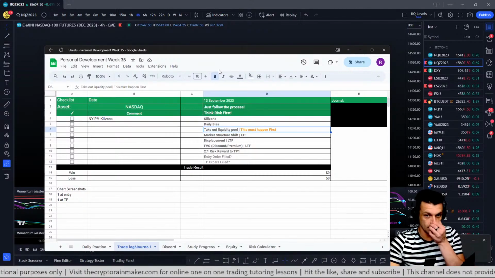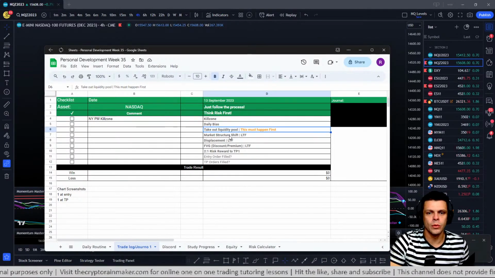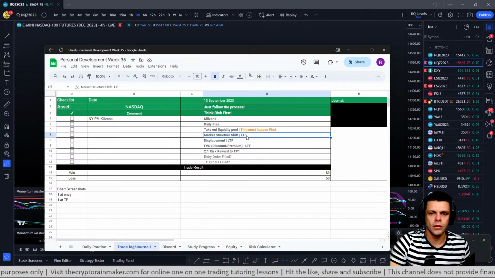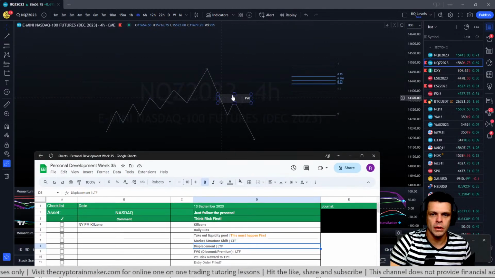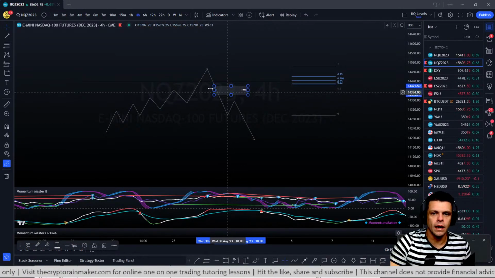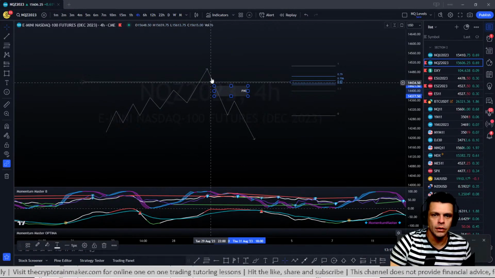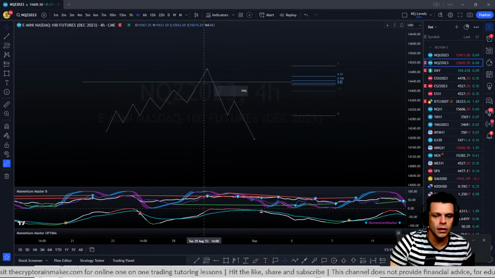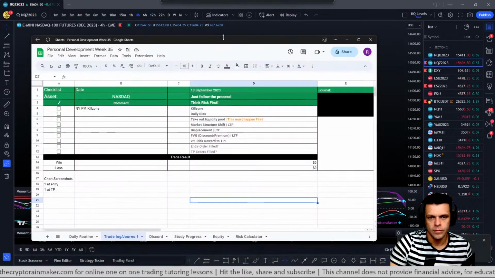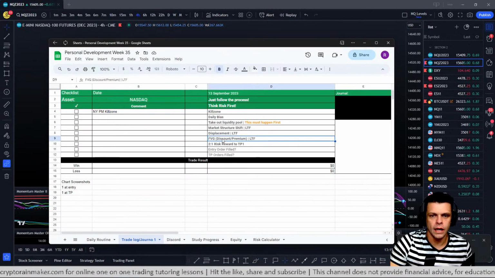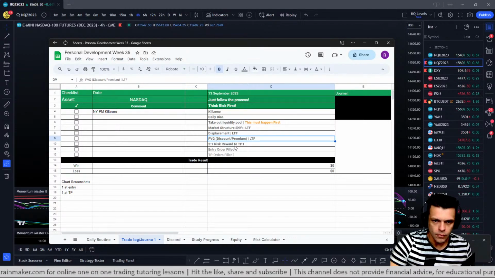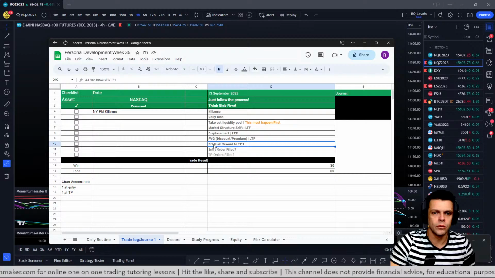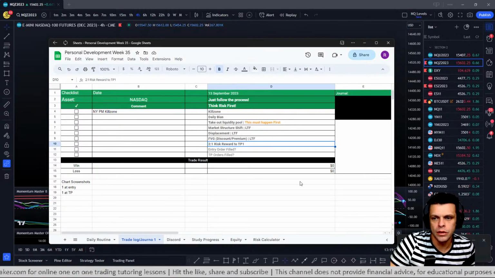So going back to the checklist: take out the liquidity pool, market structure shift on the lower time frame, displacement. If the leg down creates a fair value gap, then you know that is displacement, and you want to see it take out the old higher low. Fair value gap in discount or premium, depending on if you're going long or short. And TP1 must be a 2-to-1 risk to reward ratio.